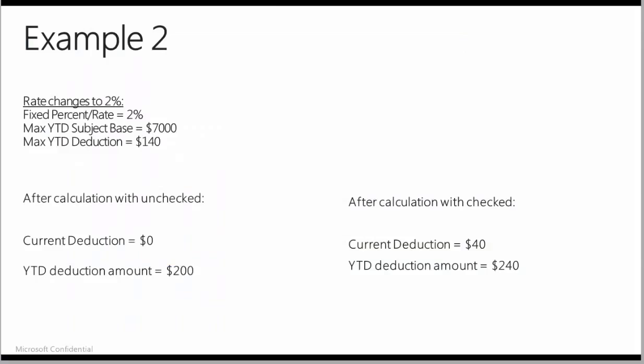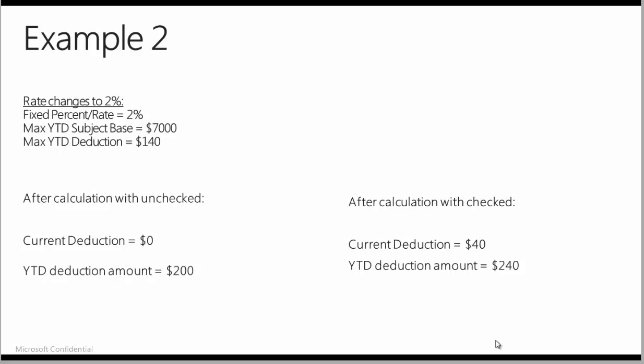If you do have this new checkbox checked, then you will see that the deduction is calculated to deduct $40 for this paycheck. This is calculated as $40 because the max year-to-date subject base is $7,000 and only $2,000 was calculated on a previous payroll. So this deduction will continue to be calculated until the year-to-date subject earnings of $7,000 is reached.